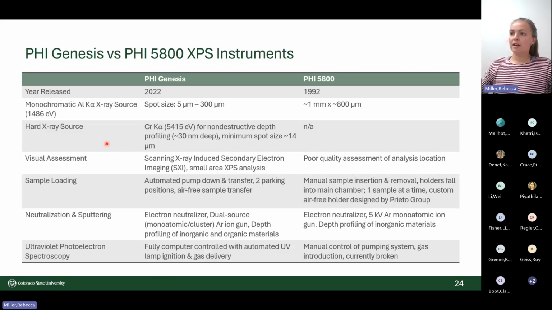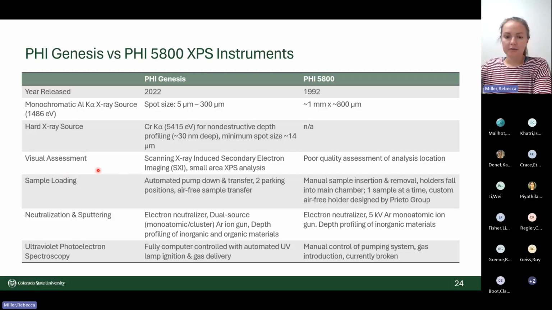The new XPS would have this additional hard X-ray source, a chromium K-alpha source, so you can see much higher energy than the 1486 eV of our aluminum one. This would allow you to have two data points: you can measure the top 5 to 10 nanometers like we do now, versus with the chromium source, you get information to about 30 nanometers deep. It also extends the energy range so you could see more photoelectron peaks.